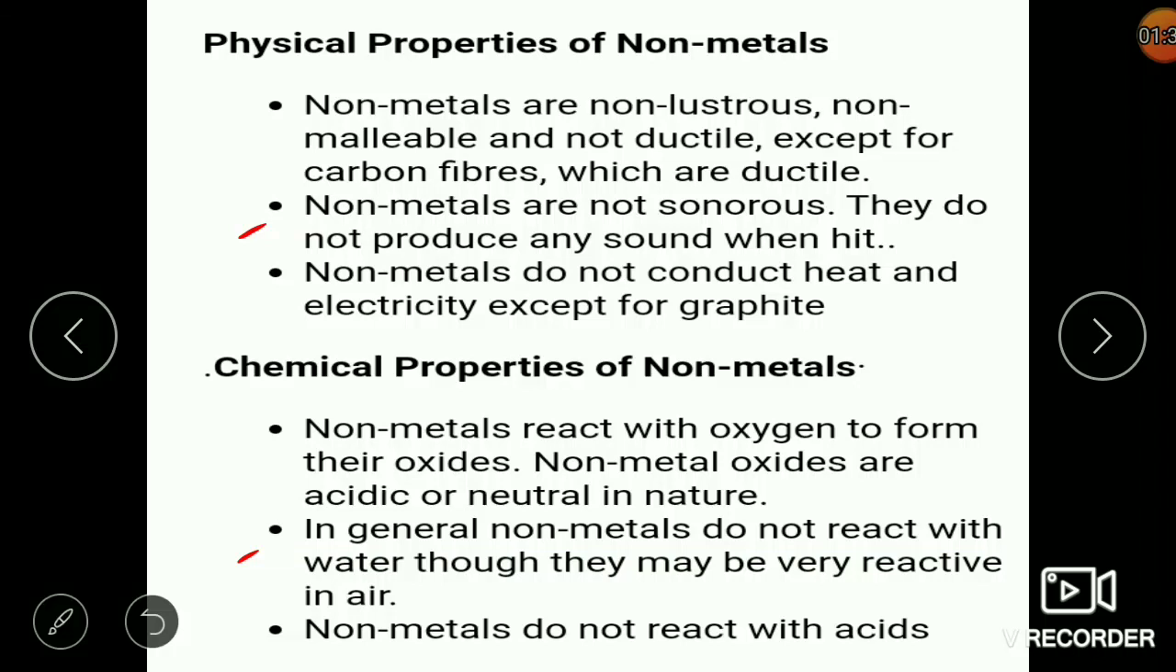In general, non-metals do not react with water, though they may be very reactive in air. This is a very important point. Non-metals generally do not react with water. That is the reason we keep the very reactive non-metal phosphorus under water. We cannot keep it in air, but it does not react with water, and hence we store the phosphorus under water. Non-metals do not react with acid in general. So these are some physical and chemical properties of non-metals.